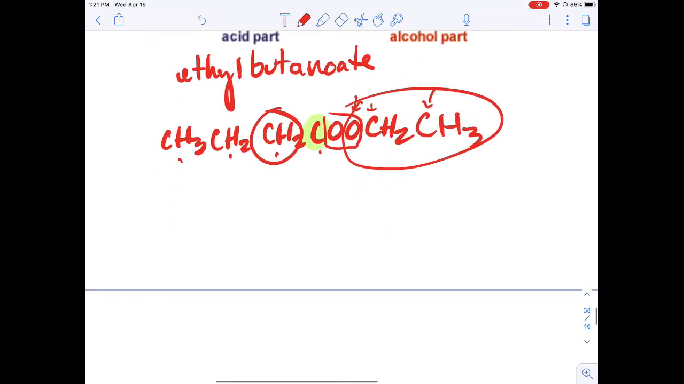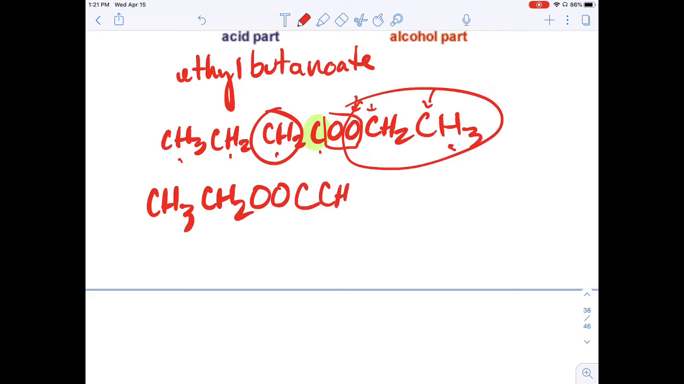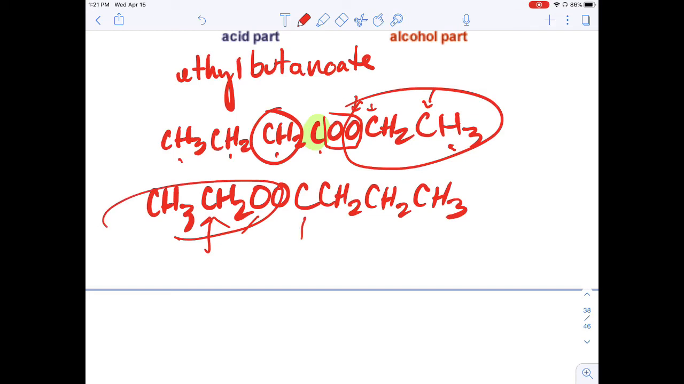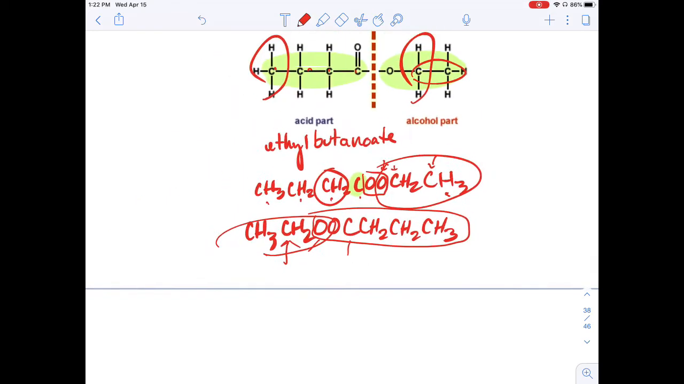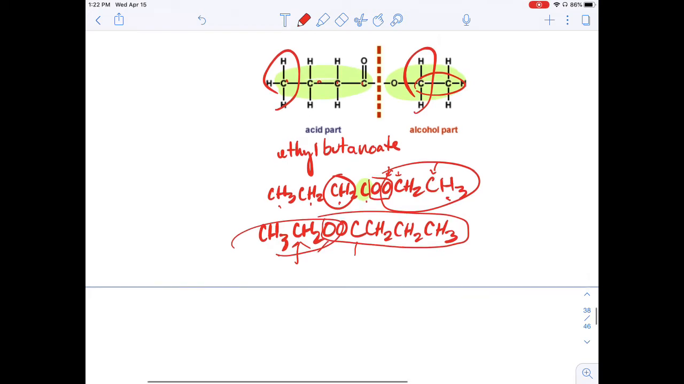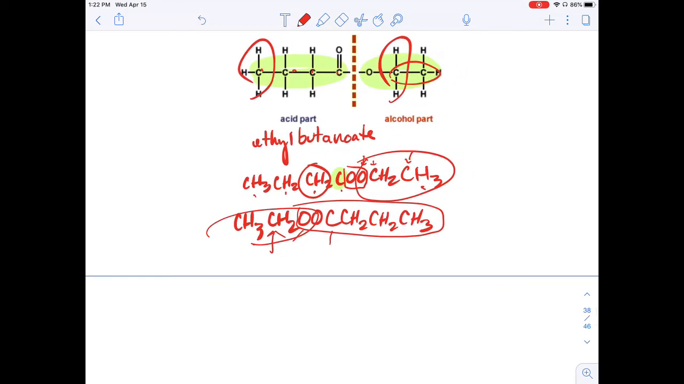If I turn the molecule around, I'm starting from this end, CH3, CH2, OOC, CH2, CH2, CH3. You can see now that this carbon is single bonded to this oxygen, so that's from the alcohol, and this must be the carboxylic acid because it doesn't have any hydrogens. So I've got an ethyl butanoate. And those are harder ones to spot what's going on, but still quite reasonable in a question to ask you.